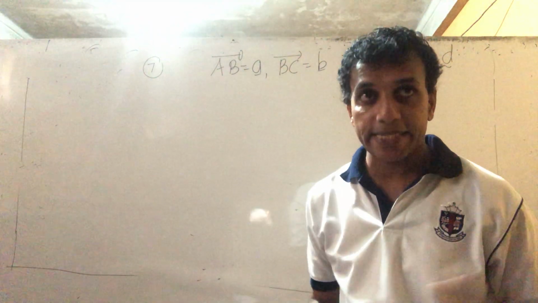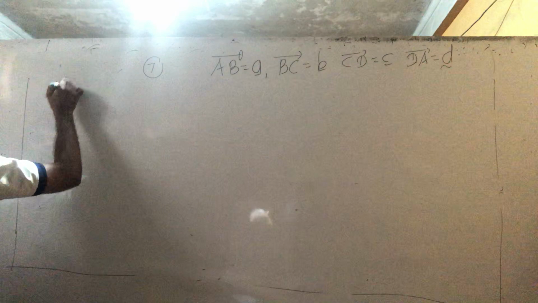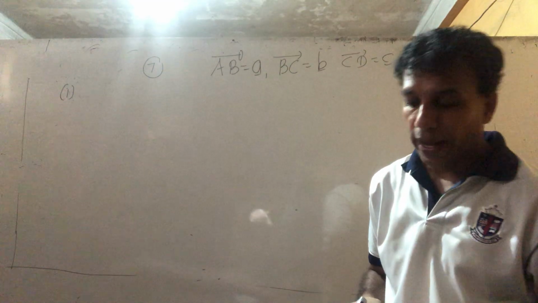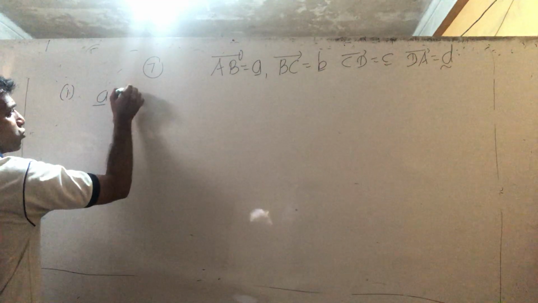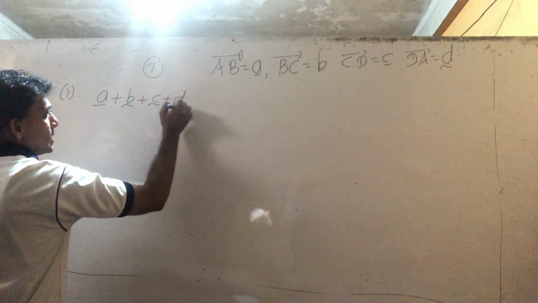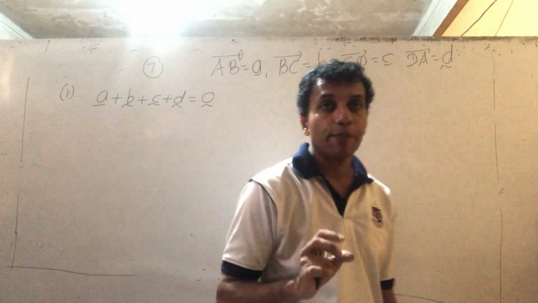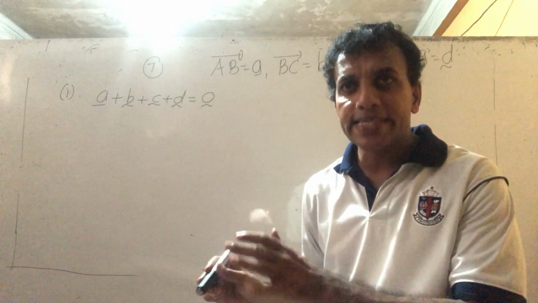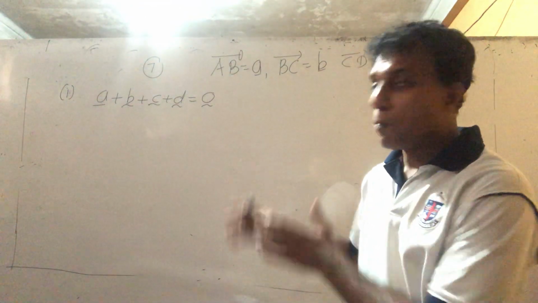We'll work with this big essay type problem one by one. So write the first part: show that vector A plus vector B plus vector C plus vector D equals 0, the zero vector. It's better we complete this first and then read the second part, because the question is large.